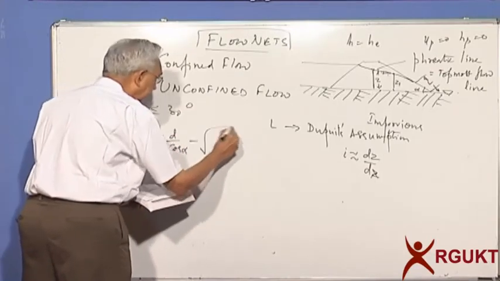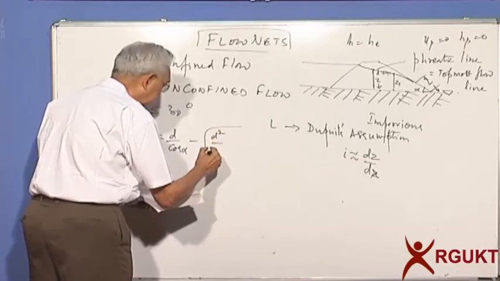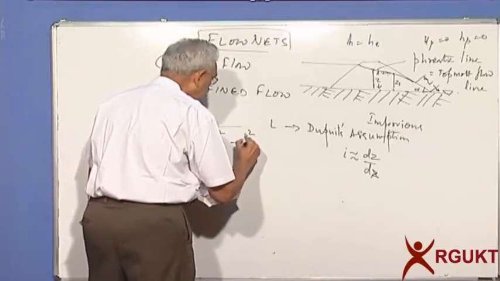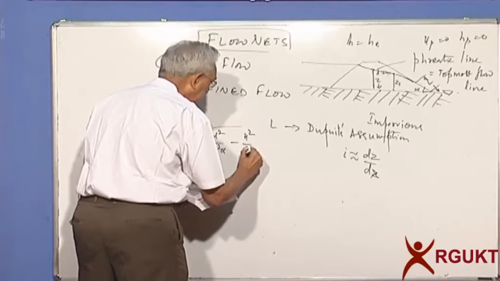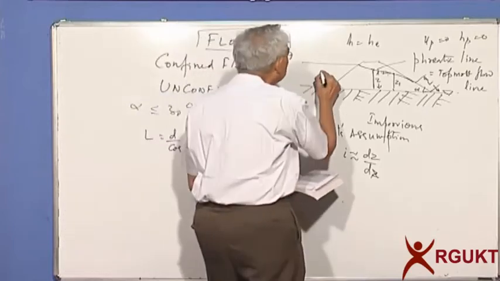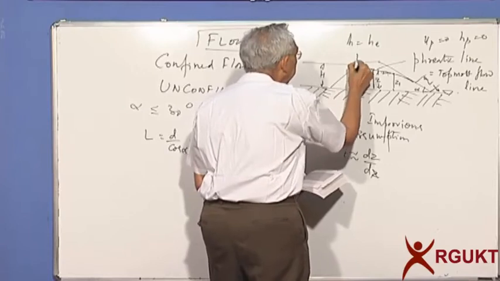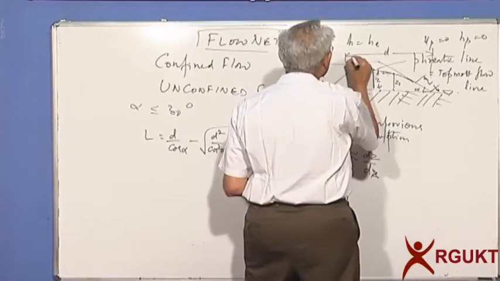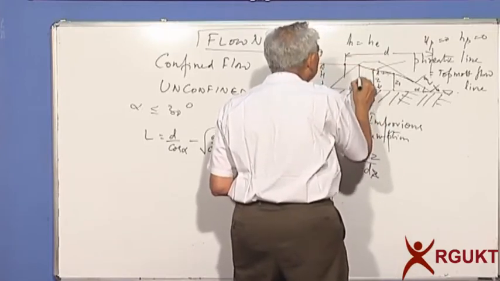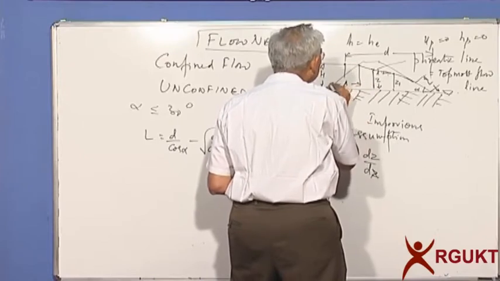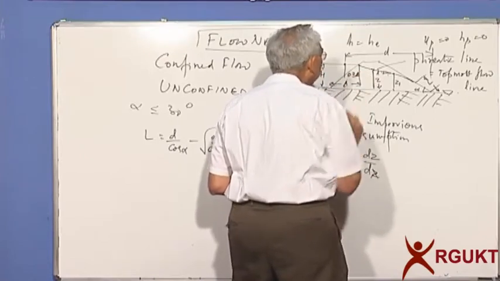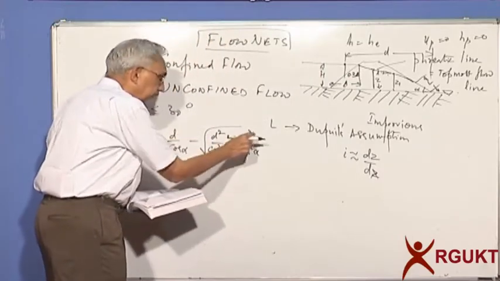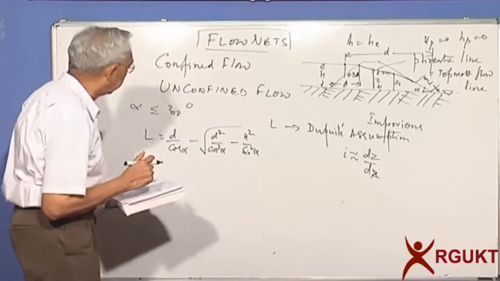minus square root of d square by cos square alpha minus h square sin square alpha, where h is the head difference and d is this distance from the toe of the dam, and this point is actually, if I call this distance as delta, this is 0.3 delta. So knowing the geometry of the problem, we know what is d, we know what is the head loss, and we can easily find out.